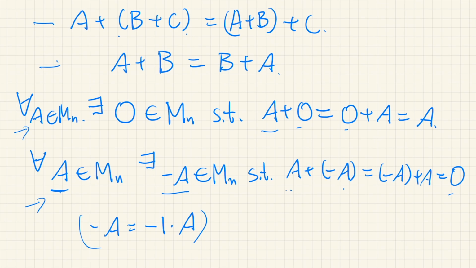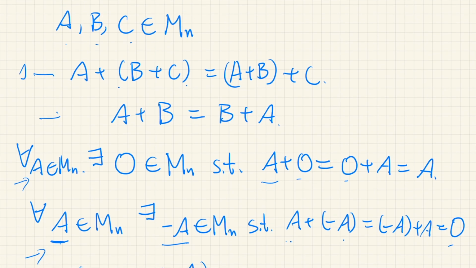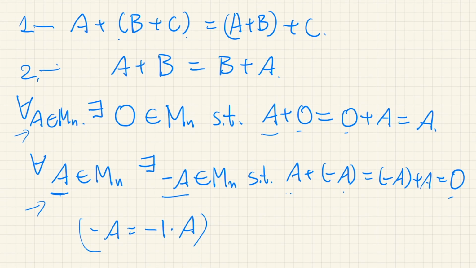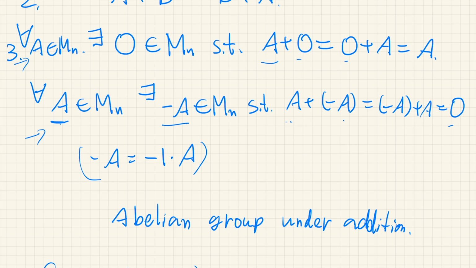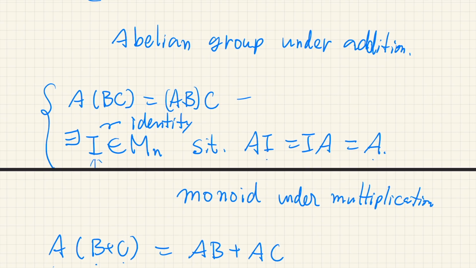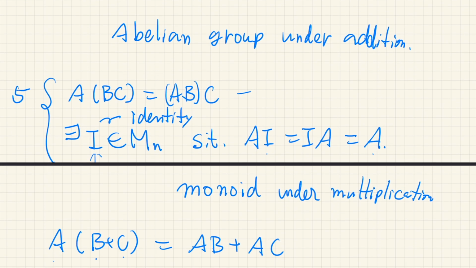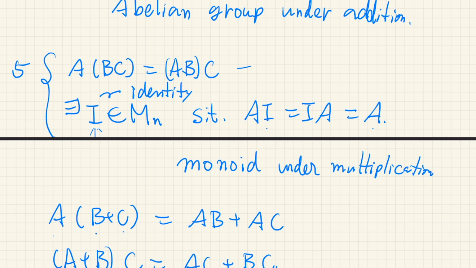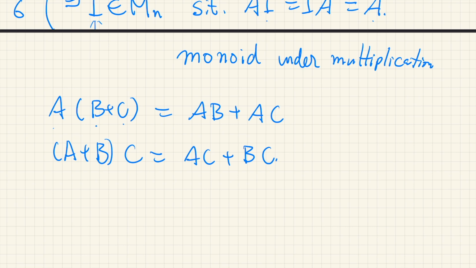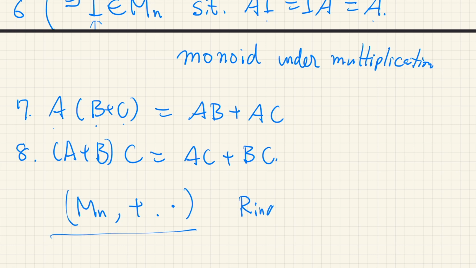So we know that addition is associative and commutative, and there is a zero element, and there is an additive inverse for each element, and multiplication is associative, and there exists some special element called identity, and multiplication is distributive over addition from either left or right. So the set Mn, the set of all square matrices of order n, together with addition and multiplication, such a structure is called a ring. So this set is one example of a ring.